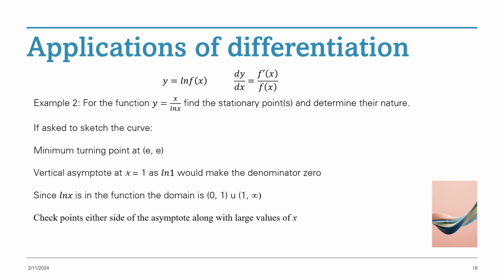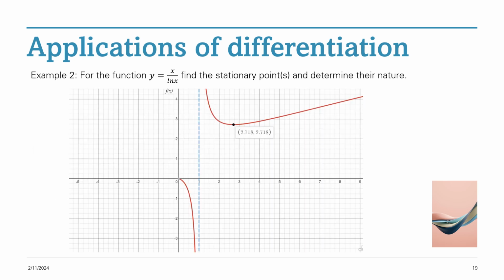If we were asked to sketch, then we'd get that minimum turning point. The vertical asymptote at x equals 1, as ln 1 would make the denominator 0. And since ln x is a function, the domain is from 0 to 1, union 1 to infinity, because obviously 1 was our asymptote. And check points either side of the asymptote along with larger values of x. That would be our graph, and that's what we're looking at.